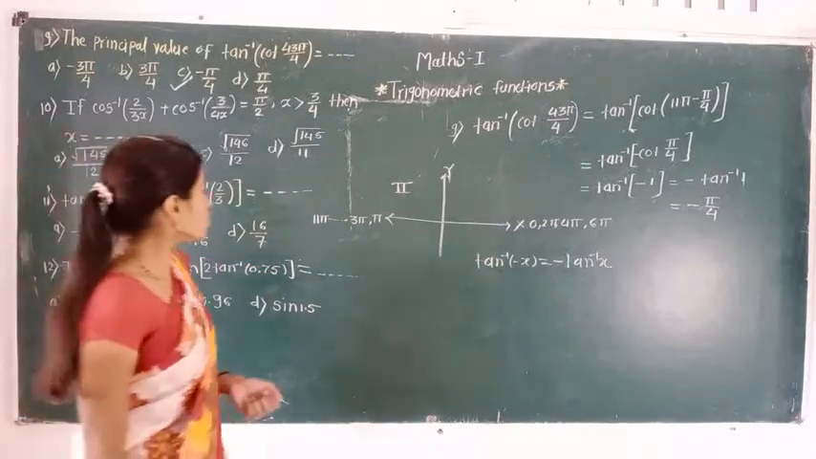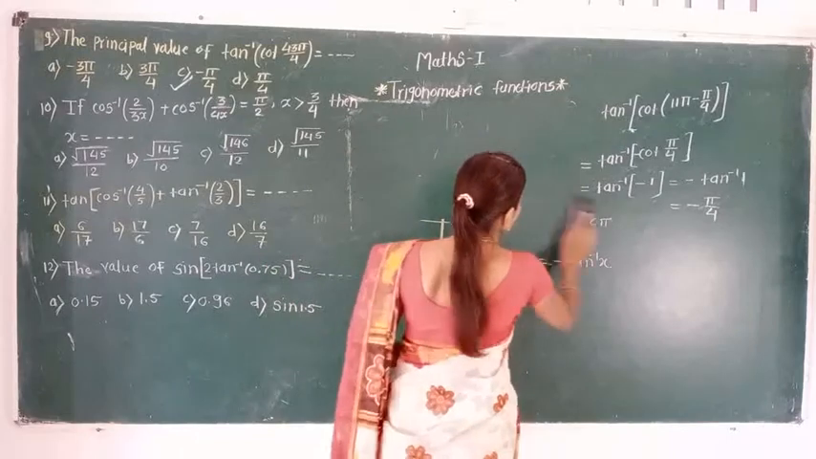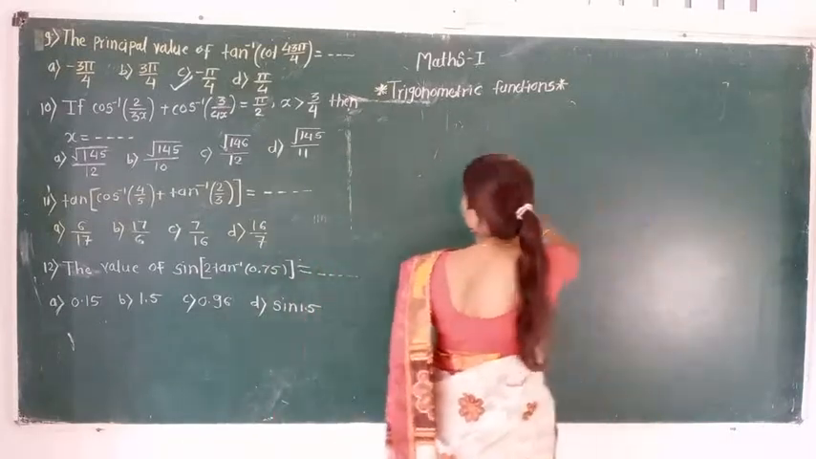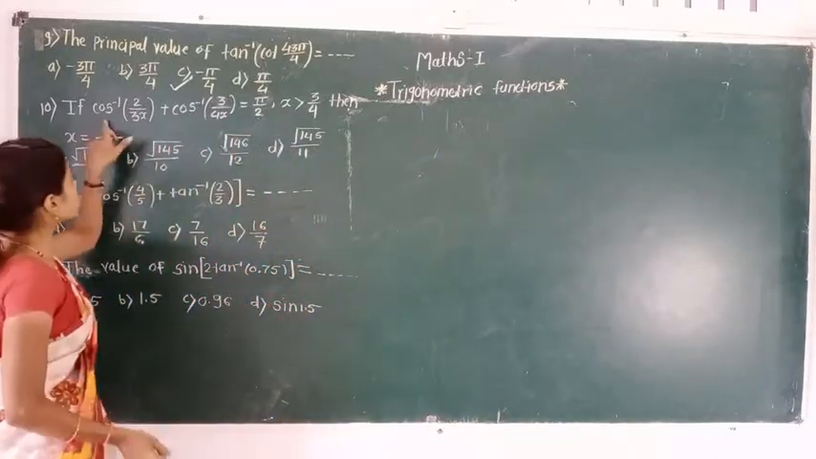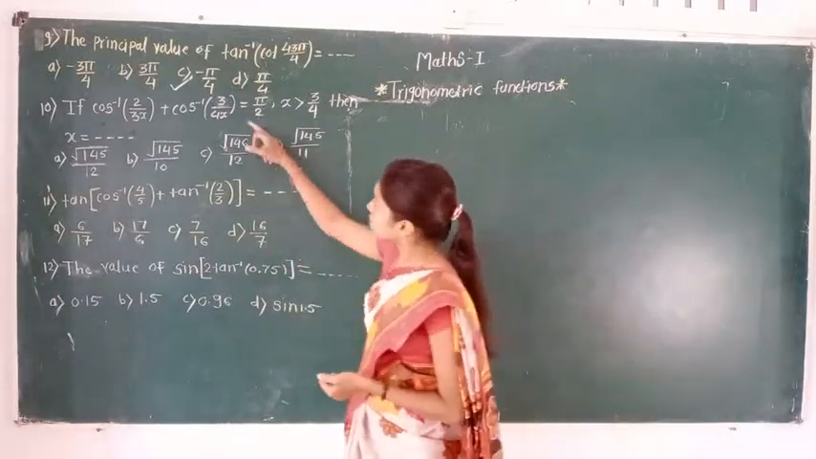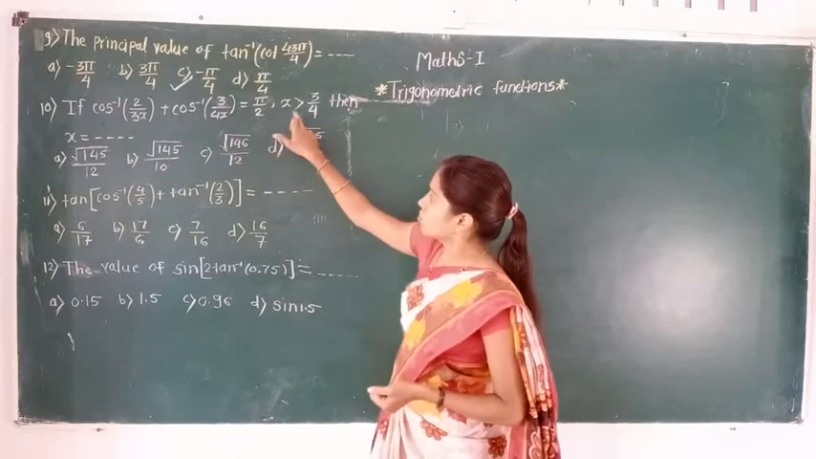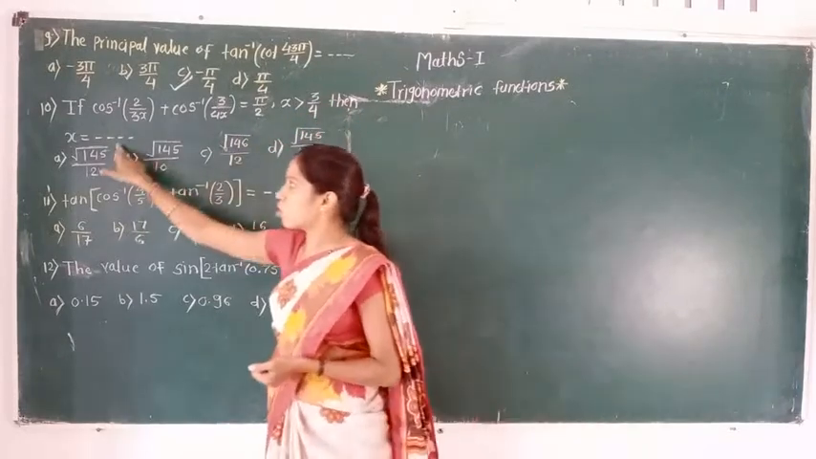Okay. Now see, the next question is: if cos inverse 2 by 3x plus cos inverse 3 by 4x is equal to pi by 2, where the value of x is greater than 3 by 4, then find the value of x.